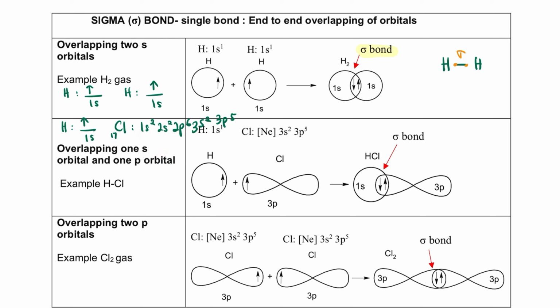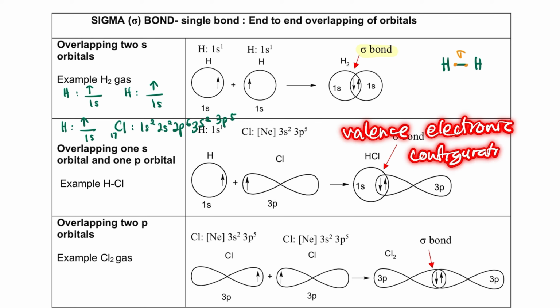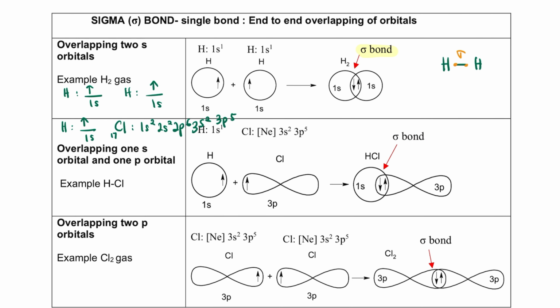Okay, but in orbital overlapping, we will look at the valence electronic configuration only. Hopefully you still remember in chapter 3, valence electronic configuration means the electronic configuration for valence electrons only. In this case, the valence electrons are 3s2, 3p5. So I will erase the front part, leaving 3s2, 3p5. I will just draw 3s2, and then 3p has 5: 1, 2, 3, 4, 5.